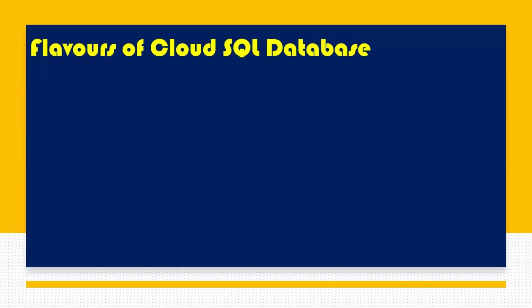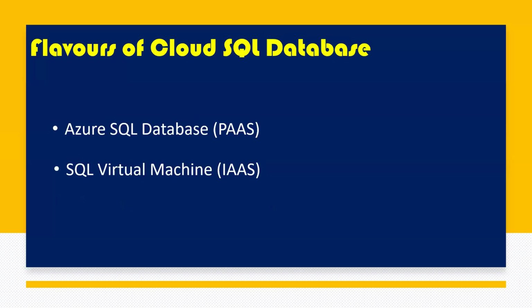The flavors of cloud SQL database are Azure SQL database and the SQL virtual machine. You can choose either one; it depends upon your business. You can decide whether you want to go with platform as a service or infrastructure as a service. If you have an on-premises license and you want to install the software in your virtual machine and use all your existing licenses, you can go with infrastructure as a service. If you want the predefined setup, then you can go with Azure SQL database. For most development projects, we use Azure SQL database.